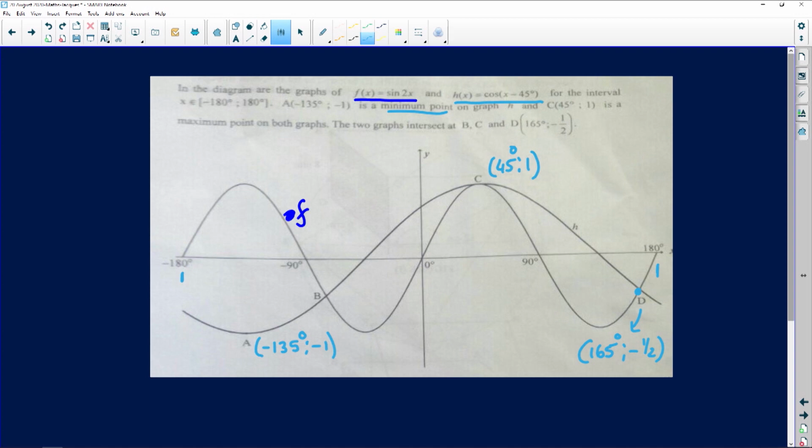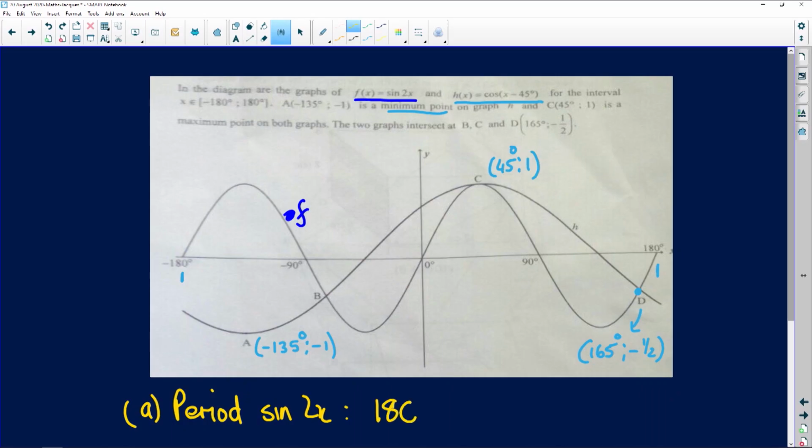Okay, so we know at least now what the coordinate pairs are of three of the points on the graph. Now they ask us, the first question, write down the period of f. So the period of the graph, the sine of 2x. What is that period? Well, usually in your head you're going to say, 2x is equal to 360, because the period for sine is 360, divided by 2, and you get the actual period for the graph, which is 180 degrees for 1 mark.